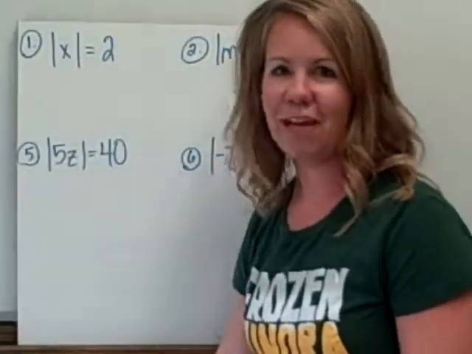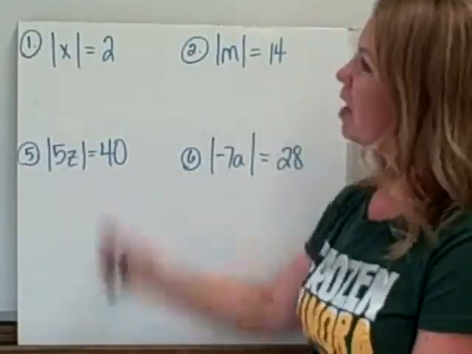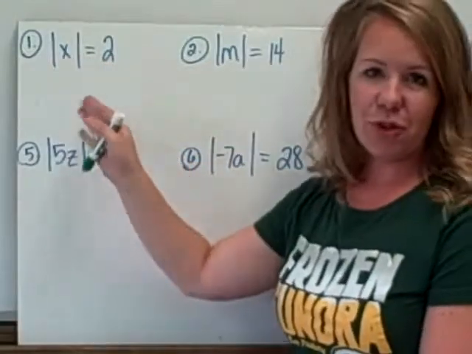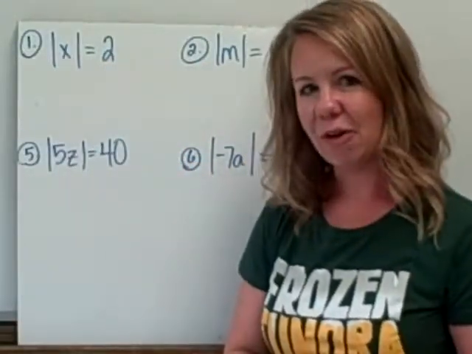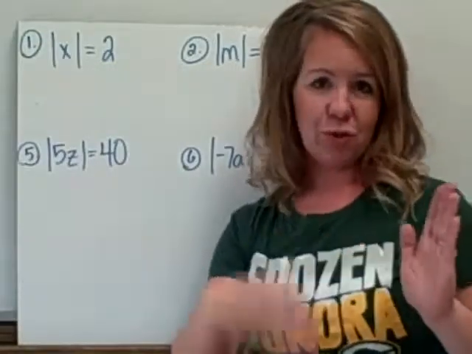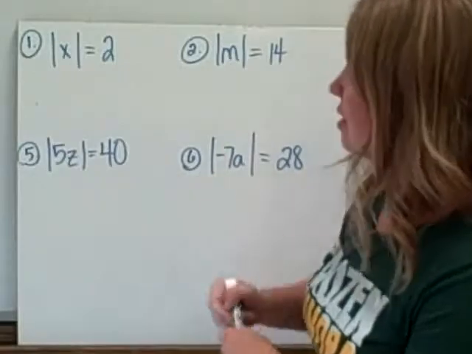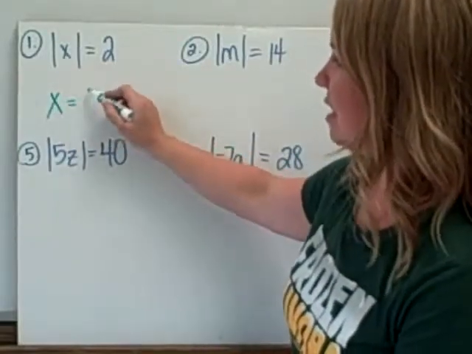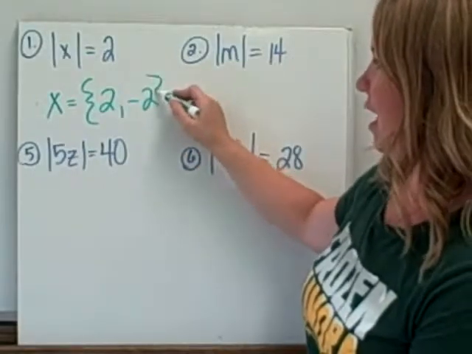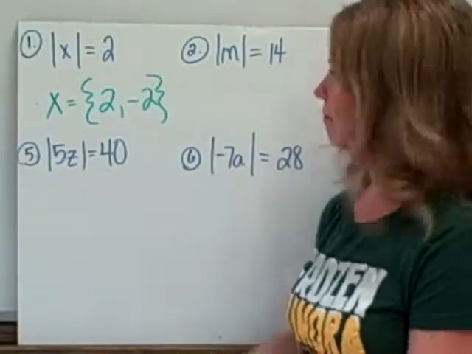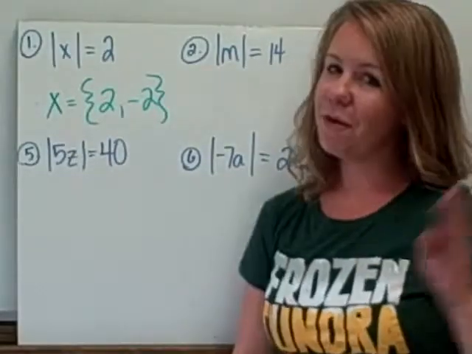Definitely easiest to figure out by doing some problems. So let's start with number one on your guided note sheet. The absolute value of x equals 2. You guys know that absolute value means the distance away from 0. So the number 2 is 2 steps away from 0, but so is -2. So this solution set is as easy as saying x equals 2 and -2.